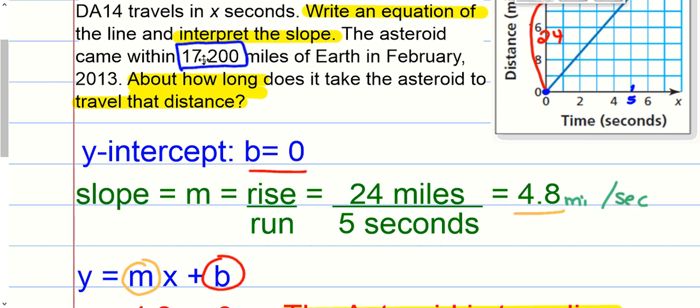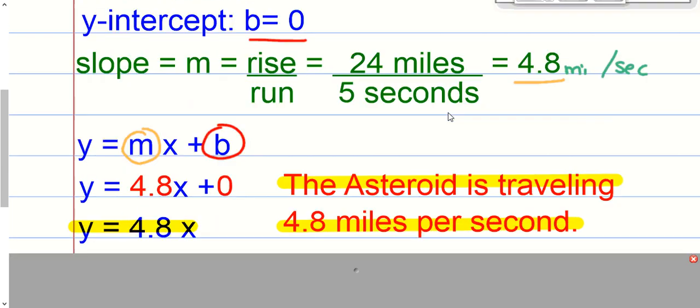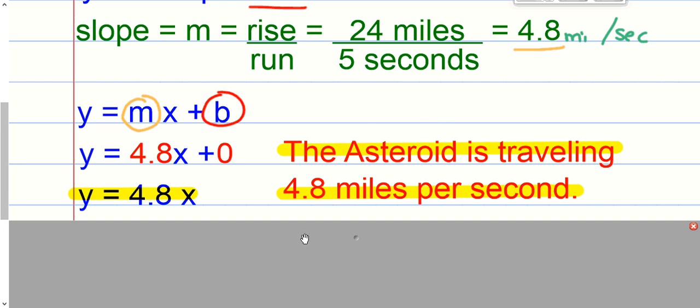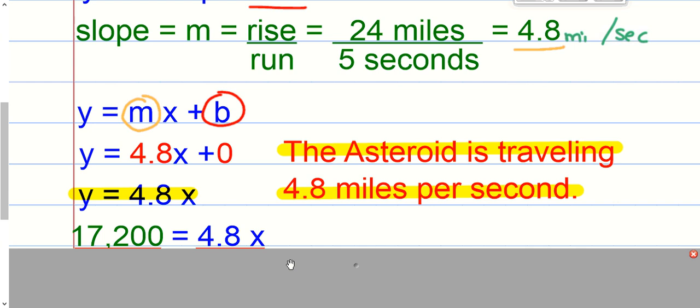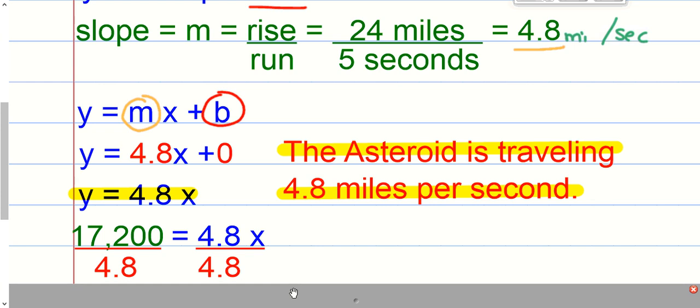So we need to figure out 17,200. Miles is y, so we're going to plug that in our equation for y. So let's go ahead and do that so we can estimate. We have 17,200 is equal to 4.8x. To estimate the time it took, we have to solve for x because x is our time. To do that, we divide both sides by 4.8. The 4.8's on the right side cancel, and we have 17,200 divided by 4.8.